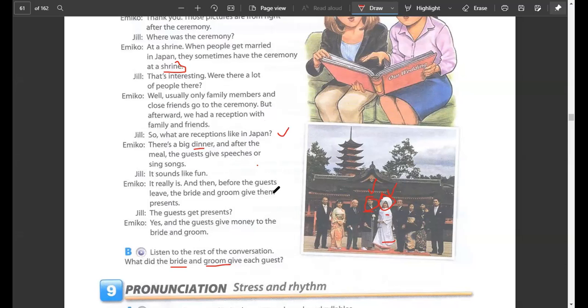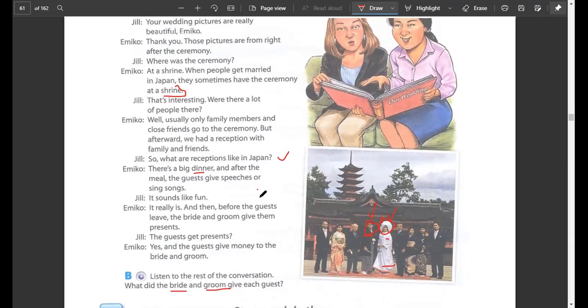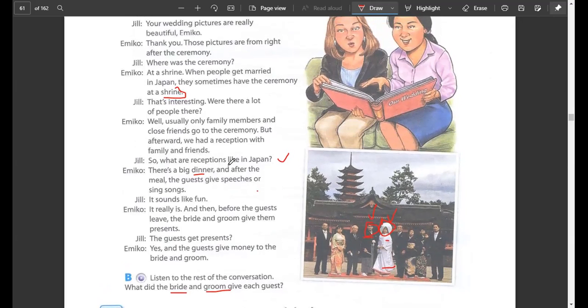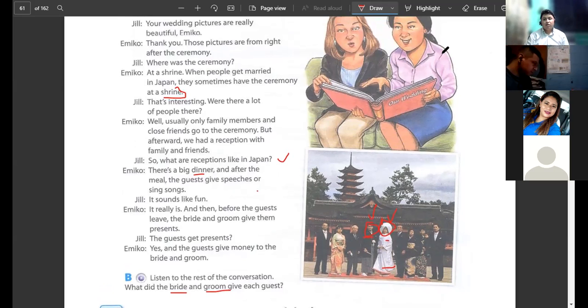It's really. And then before the guests leave, the bride and groom give them presents. They get presents? Yes. And the guests give money to the bride and groom. Okay, good. Of course, dinero de sobre over there. Nice. All right, so we say dinner, Miss Sonia, and then the rest is perfect. Dije diner. But there is a difference, all right? Pero ya puedo decir money. Yes, I know, but there is a difference over there.